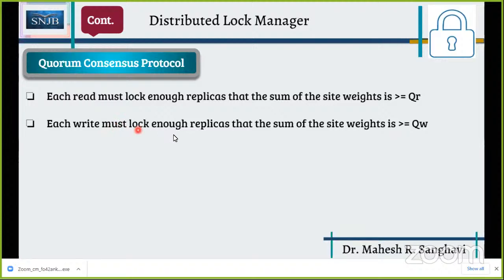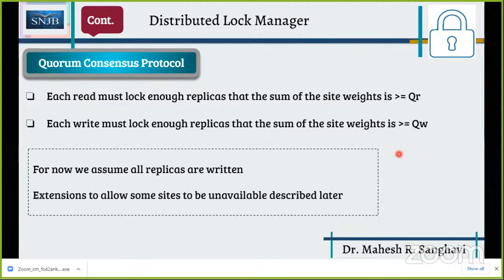Okay, each write must lock enough replicas that the sum of site weight is greater than or equal to QW. तो यहाँ पर सिंपल है, रीड के लिए आपको जो भी वैल्यू, जितने साइट्स को आपको कंसीडर करना पड़ेगा जिसका समेशन क्या रहेगा, ग्रेटर देन और इक्वल टू QR, और यहाँ पर जो भी समेशन रहेगा दैट शुड बी ग्रेटर देन और इक्वल टू QW. Here QW.